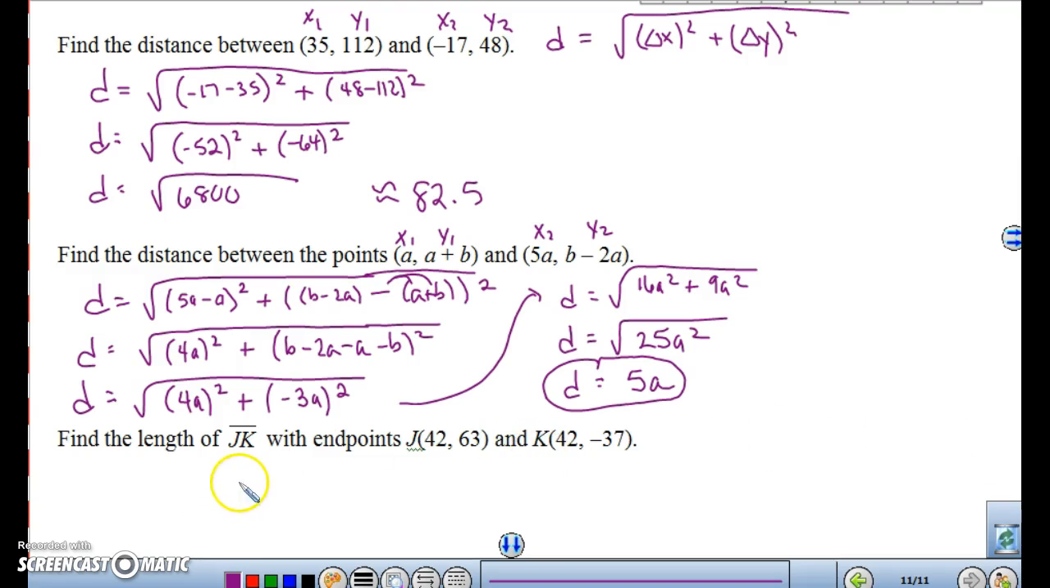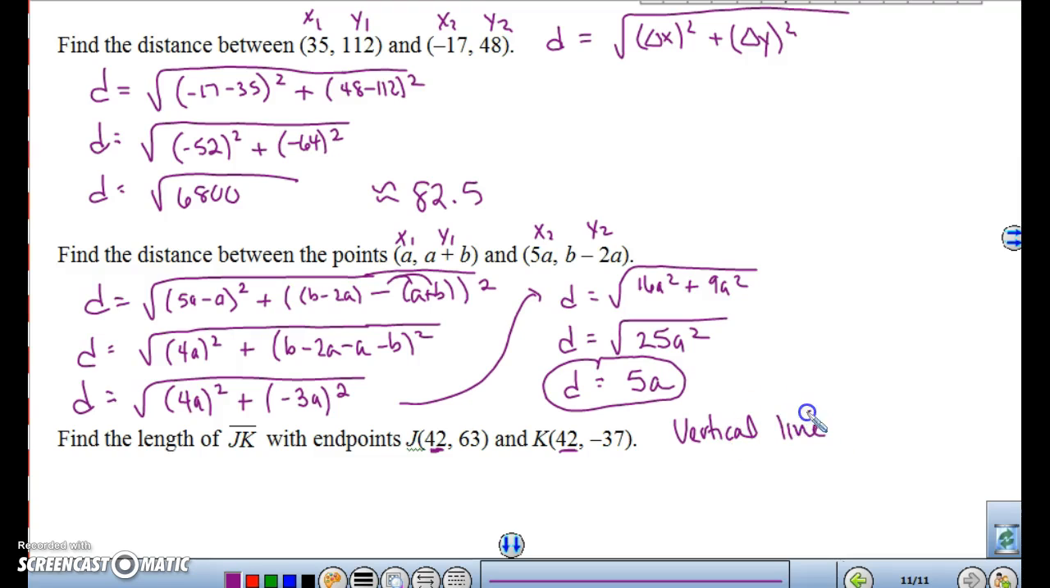Now, let's try this one. Find the length of JK with endpoints J(42, 63) and K(42, negative 37). Do we have to use the distance formula on this? Actually, no. If you notice, these two points, J and K, have the same x coordinate. What does that tell you about the segment that's created? If the x values are the same, it's a vertical line.